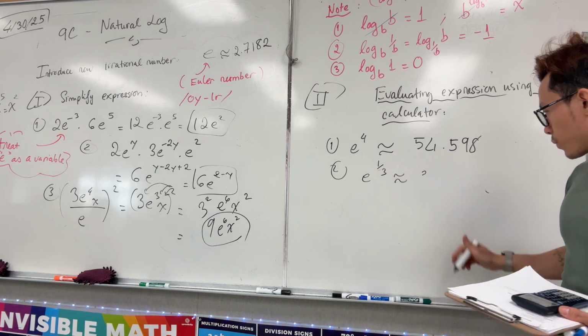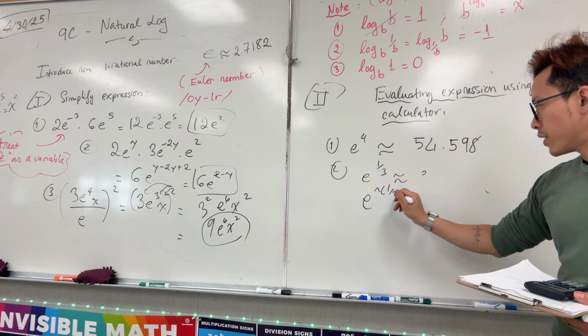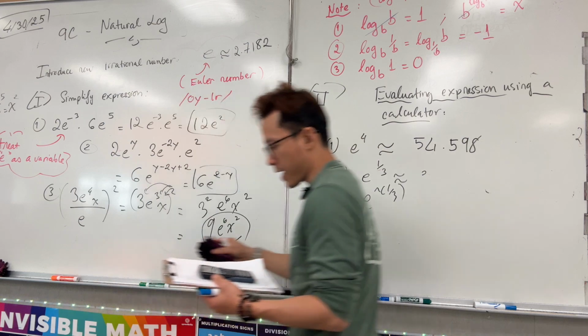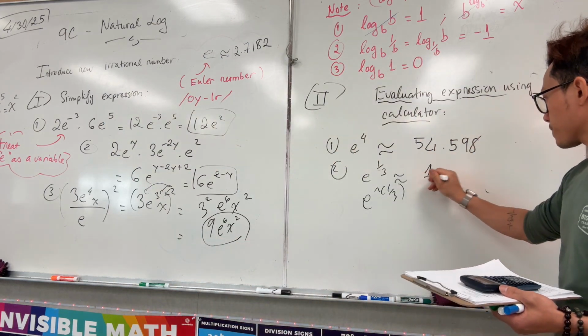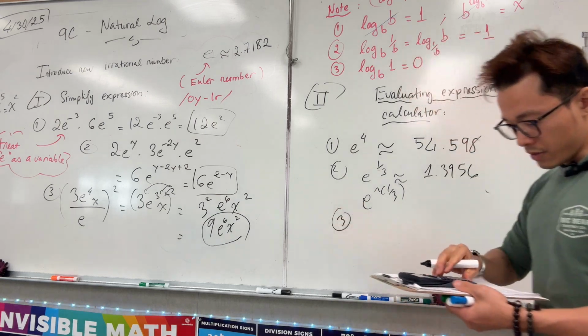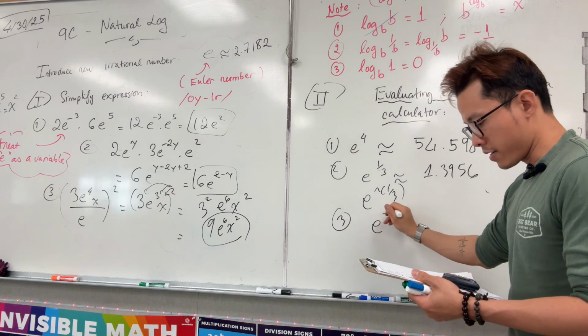So when you press on the calculator, they give you this one, right? And you need to close the parentheses. All right, so the answer is going to be 1.3956. You can round up if you want. It doesn't matter. Okay. Now e to the power -2/3.